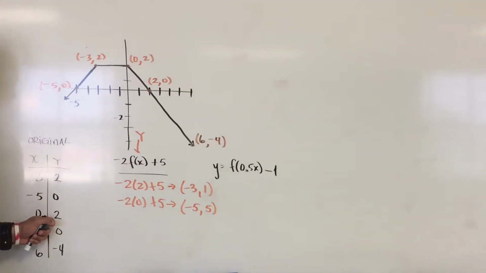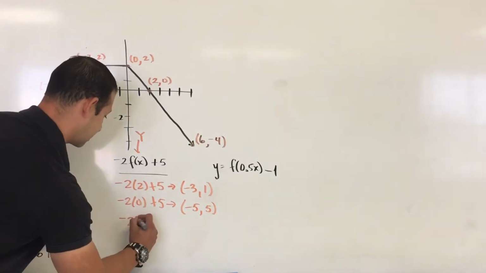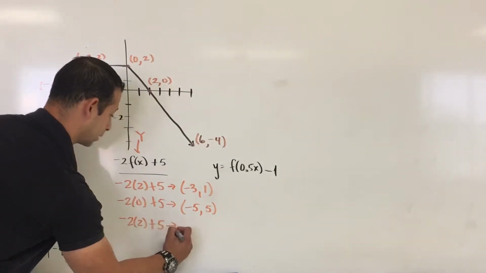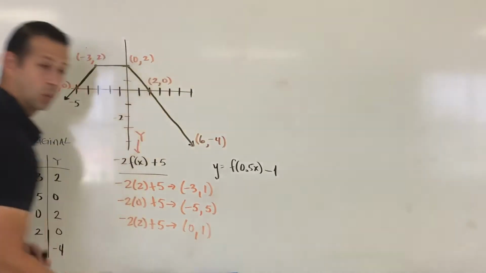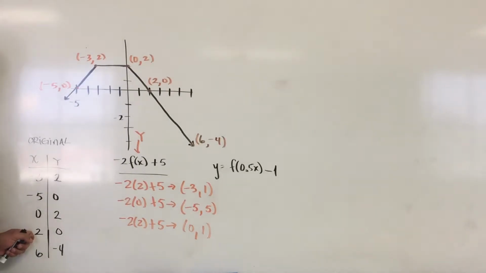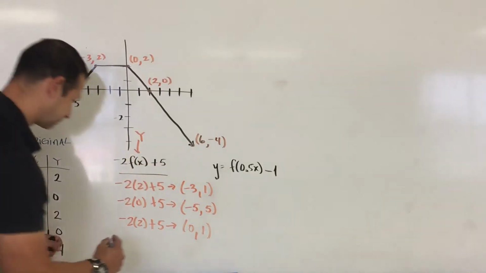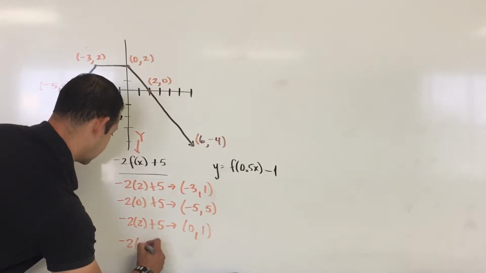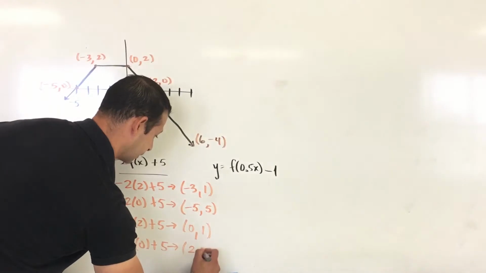The next one, -2 times the y value. -2 times 2, again, -4. -4 plus 5, same thing. We're going to get a 1. So the next point, 0, comma, 1. The next one, 2 comma 0, same thing as this guy. What's the y value? 0. -2 times 0 is 0 plus 5 is just 5. The new point is 2 comma 5.